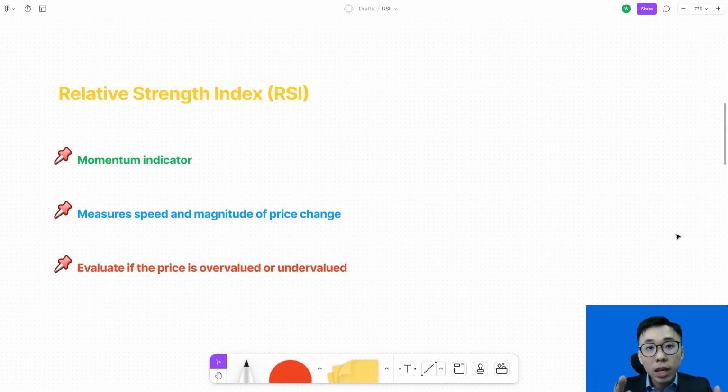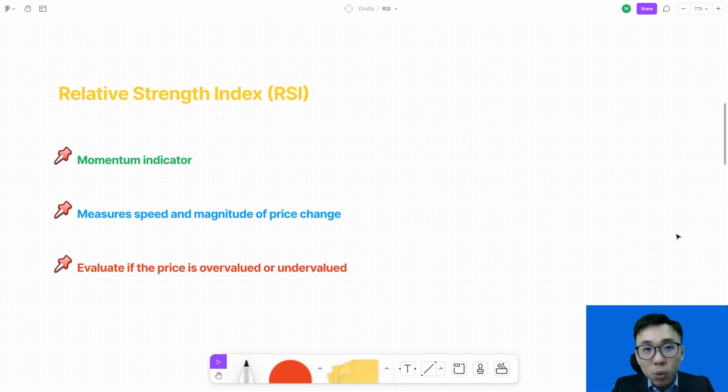So from there, they can calculate whether the price of the asset is overvalued or undervalued. Now, in terms of investment, we always hear this term of overvalued or undervalued. A basic understanding of these two terms is that when the price of an asset is overvalued, its true value is way below its current price. Whereas if it is undervalued, its true value is way above its current price.